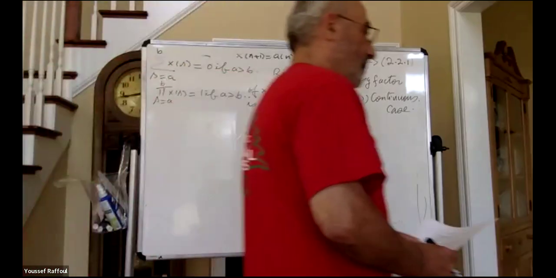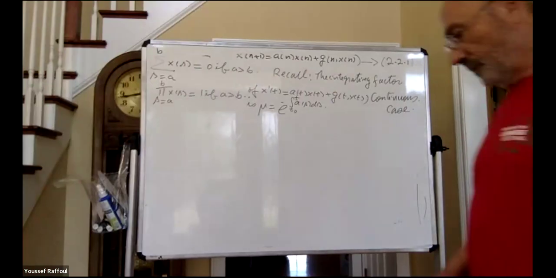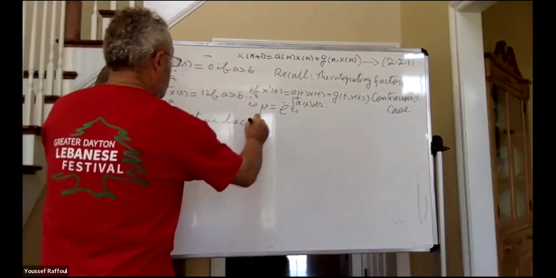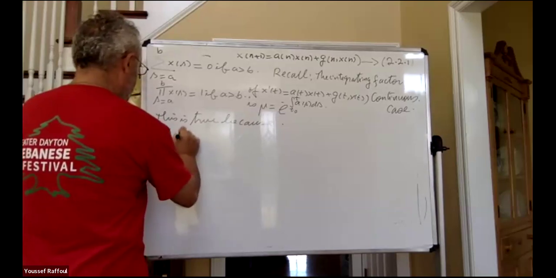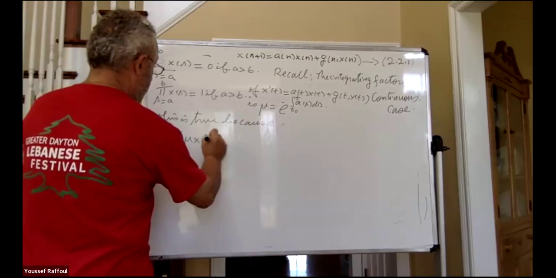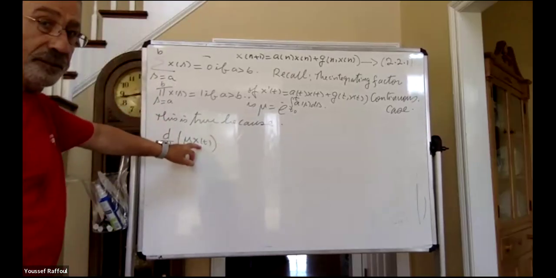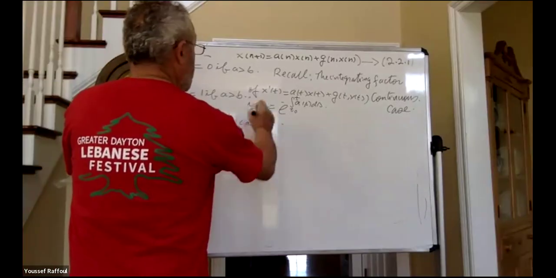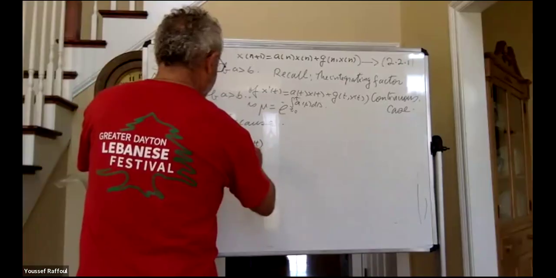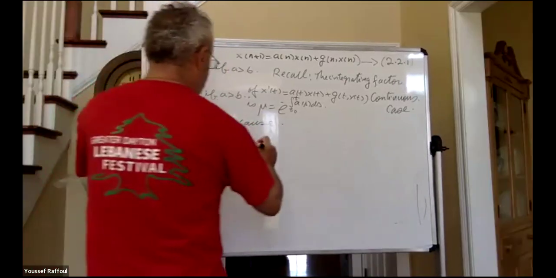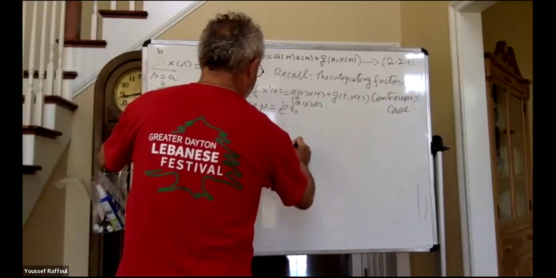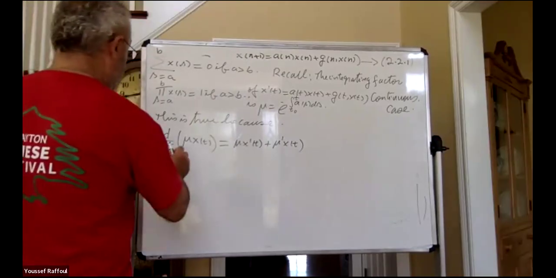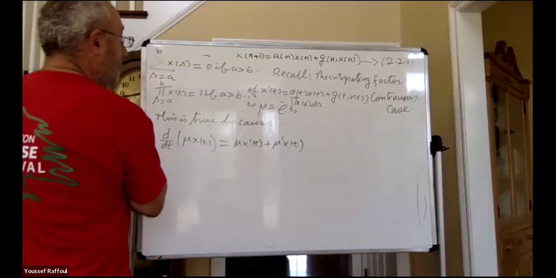Why is that? This is true because d/dt of mu times x(t) is equal to mu x'(t) plus mu' x(t). Okay, well, let's check.